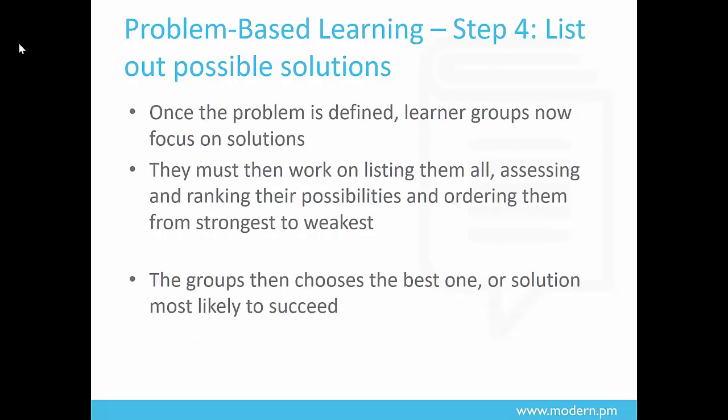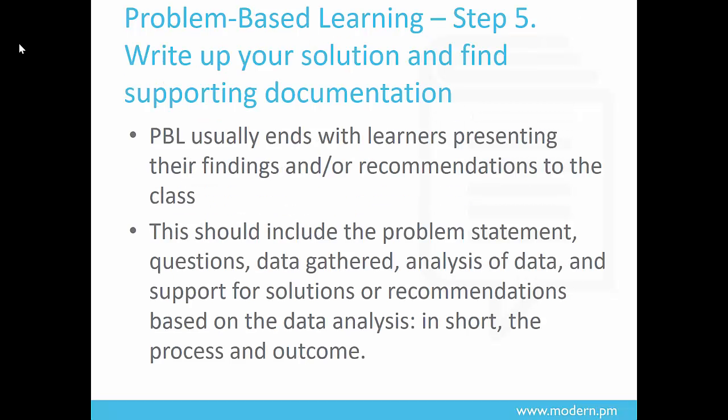Step 4. Once the problem has been defined, the students or learners have assessed what they know and have figured out what they need to know, the next step is filling in the skills gaps. This is where the students conduct their own work to come up with solutions. Once the solutions have been gathered, together they will assess the solutions, they will rank them, and they will order them from strongest to weakest. Once the ordering has taken place, they'll discuss and they will choose the best solution or the one most likely to succeed.